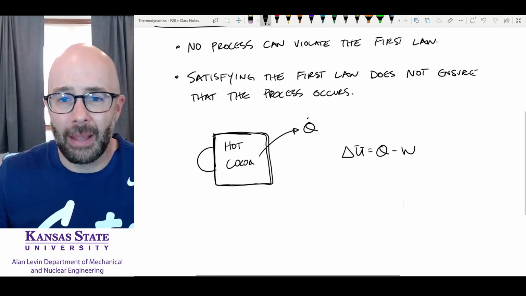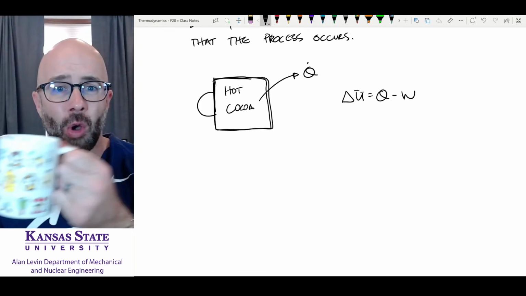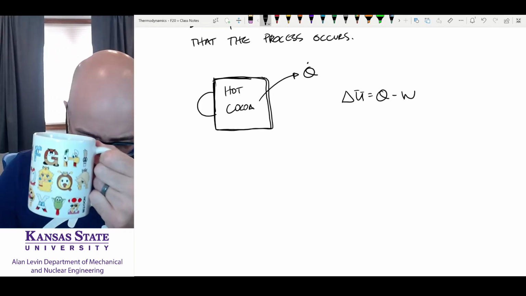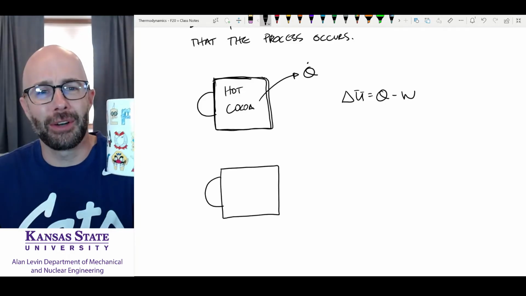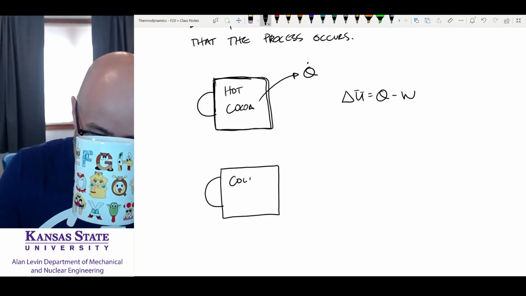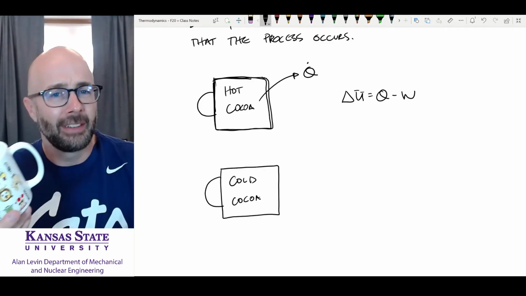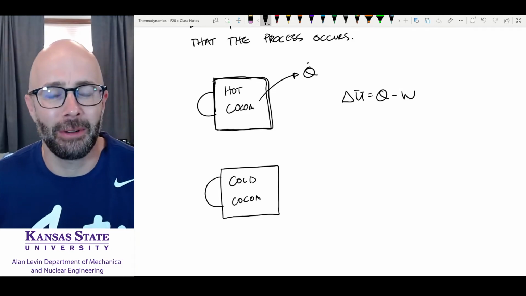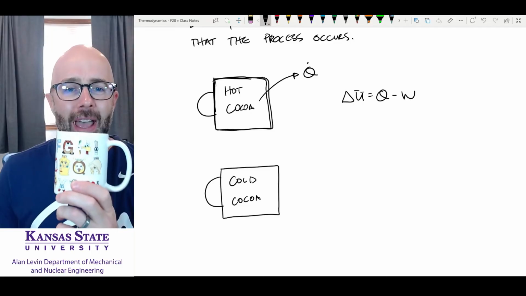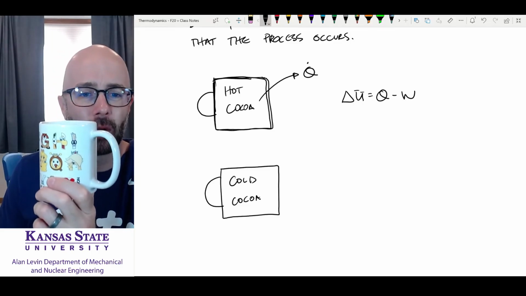Now we have a cold mug of hot cocoa. It's cold cocoa. Is that such a thing? Because if it's hot cocoa and it's cold, it's not hot. If it's cold cocoa, it's not hot. It's cold. So we now have a mug of cold cocoa.